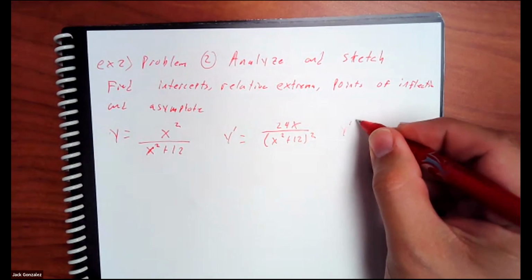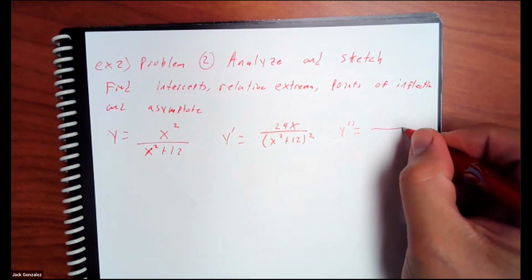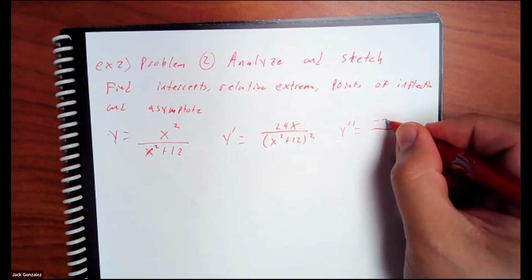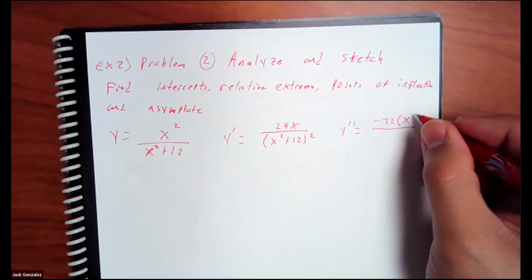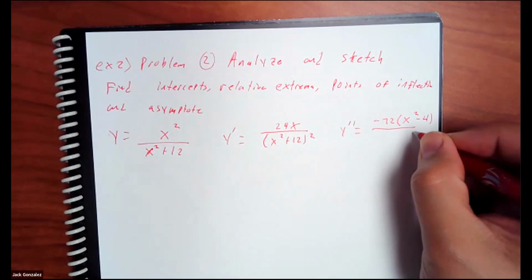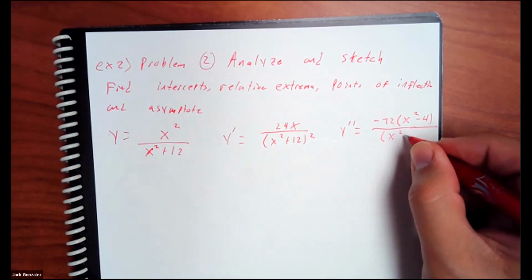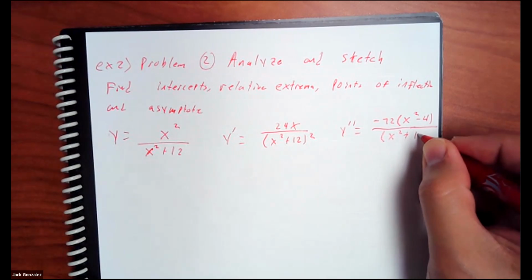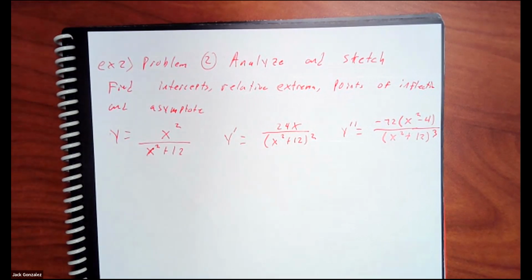Second derivative, all polished up for you, is negative 72 times x squared minus 4 over x squared plus 12 cubed. Okay, that saved me 3 pages there. It's nice.